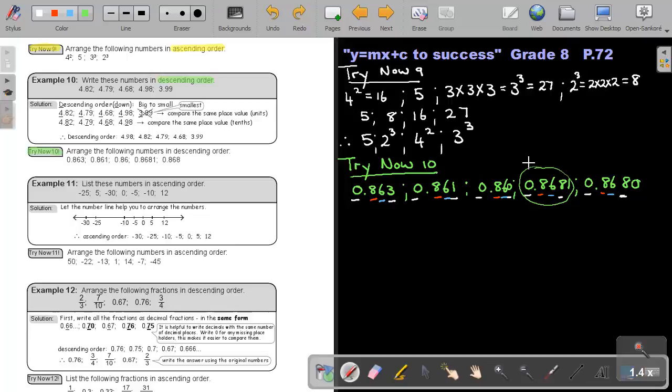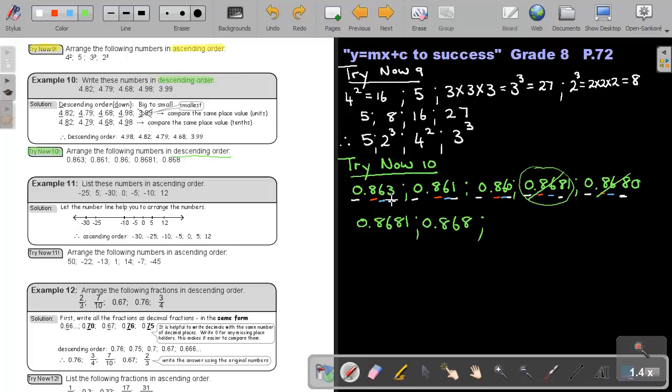Okay, so let's write it down. It's in descending order, so it goes down from the big one. So 0.8681. Then that one, 0.868. You don't have to write the 0. So that 2 is out. I like to scratch that.